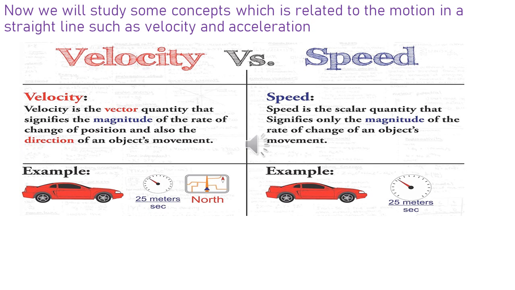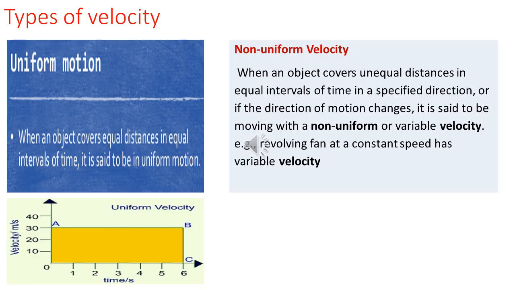Okay, velocity is the rate of change of position and also the direction of an object's movement. Speed is the rate of change of an object's movement, and it's a scalar quantity. We have two types of velocity, uniform velocity and non-uniform velocity.